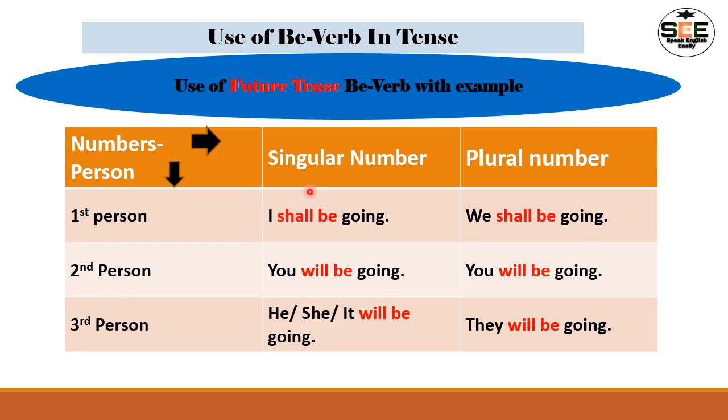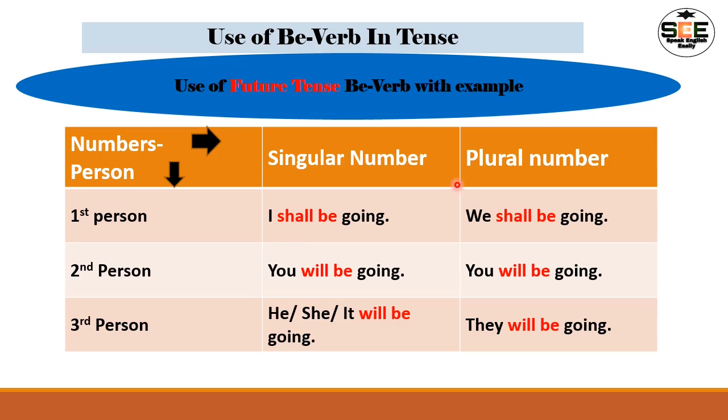Second person future tense in singular number, you will be going, and second person future tense in plural number, it is you will be going, and third person future tense singular number, it is he, she, it will be going, and last one third person in future tense plural number, they will be going, right? So from here in this table we can understand that there are two be-verbs, shall be and will be in future tense, but as per their person they are using differently.